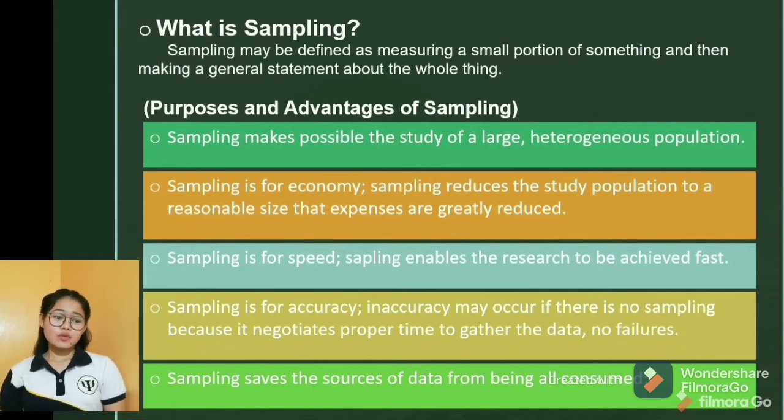Fourth, sampling is for accuracy. Inaccuracy may occur if there is no sampling because it necessitates proper time to gather the data, with no failures. So why is sampling accurate? It is because with sampling, your desired outcome can be achieved because you have a certain number of respondents or a certain number of participants that will be included in your study.